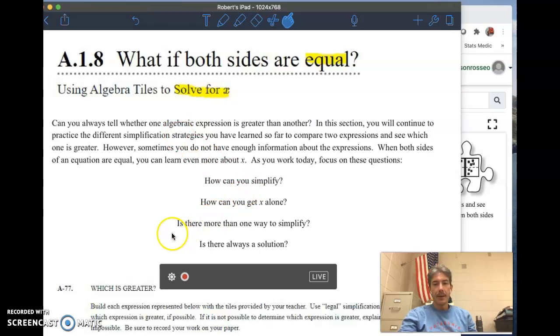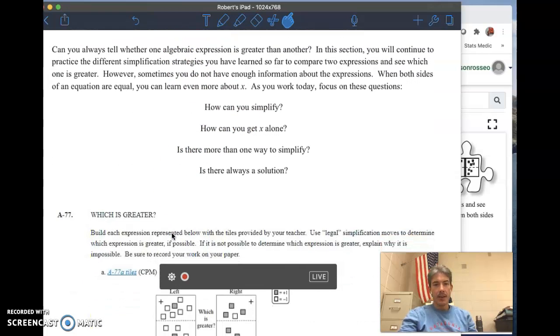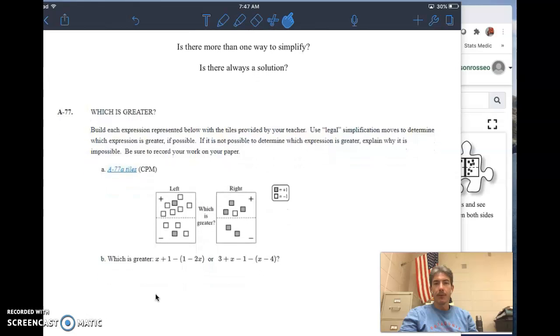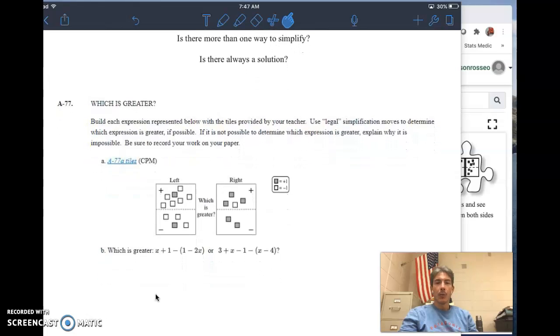We've spent quite a bit of time talking about, how to put it, which side is bigger. We've focused on legal moves. We've done a lot of things that have set us up to be ready to tackle what we're about to tackle today. And the review of these moves is going to come in A77. So I'm going to ask you to join me here.